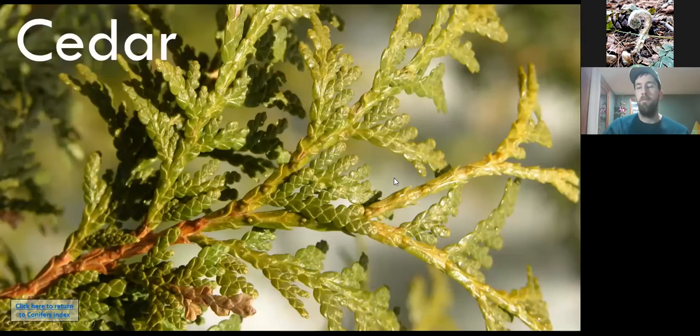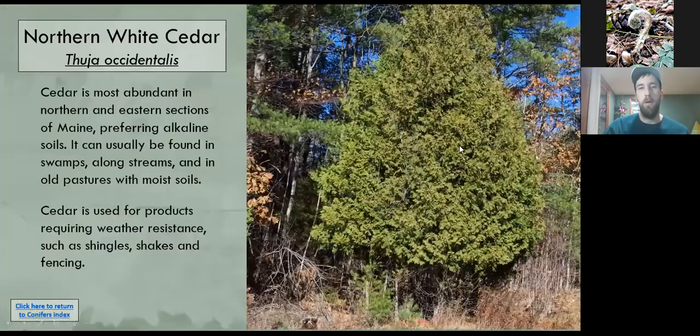Okay, here we have another conifer that we have native to Maine. So our northern white cedar, or ornamentally, it's known as arborvitae. They're the same species, arborvitae is just a cultivated variety of northern white cedar. It's typically a small tree. It's not going to occupy a big section of the overstory.